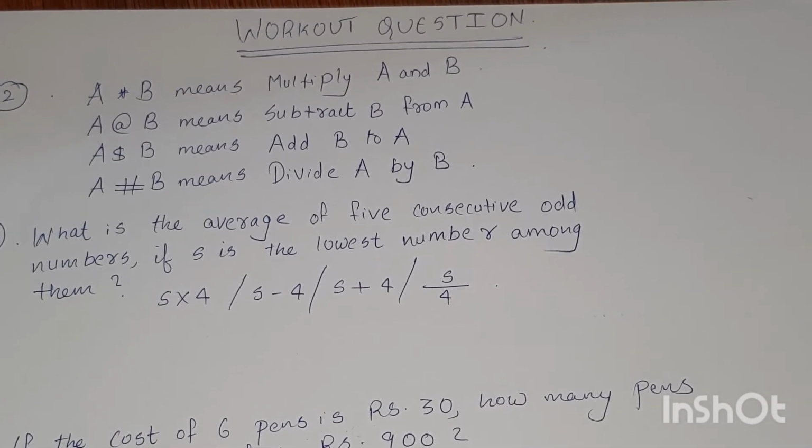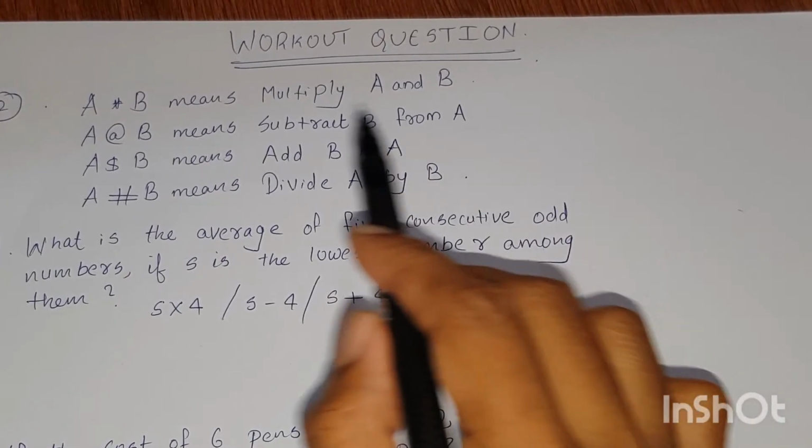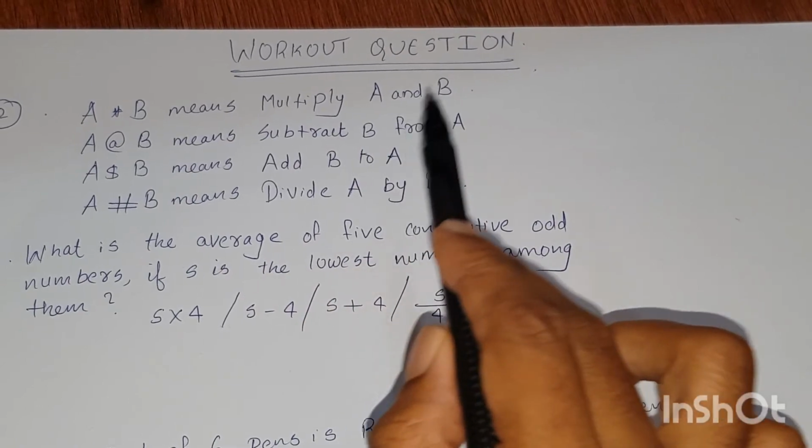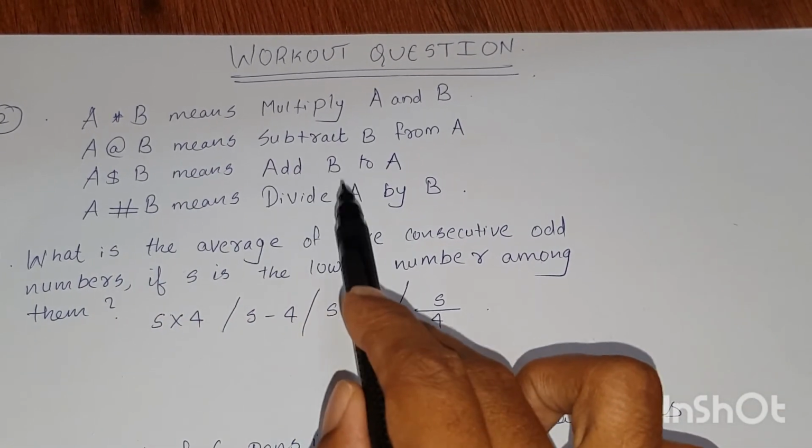Second workout question: A star B means multiply A and B. A at the rate B means subtract B from A. A dollar B means add B to A. A hash B means divide A by B.